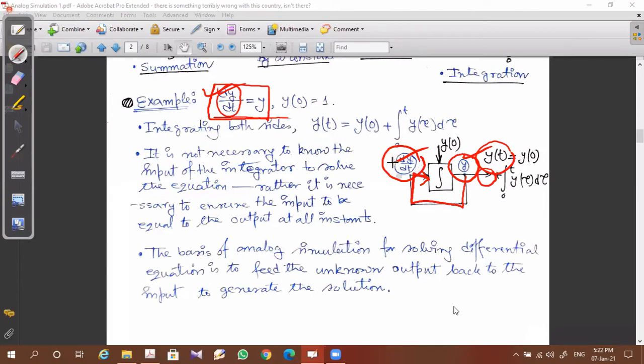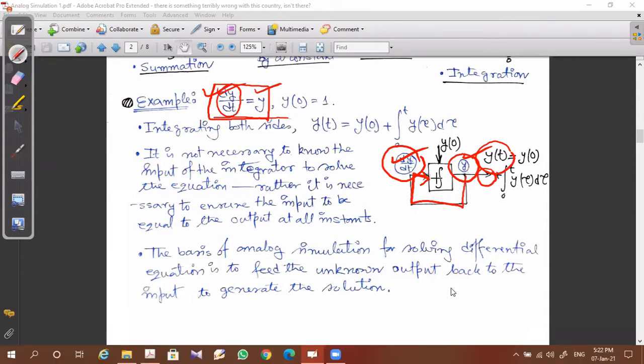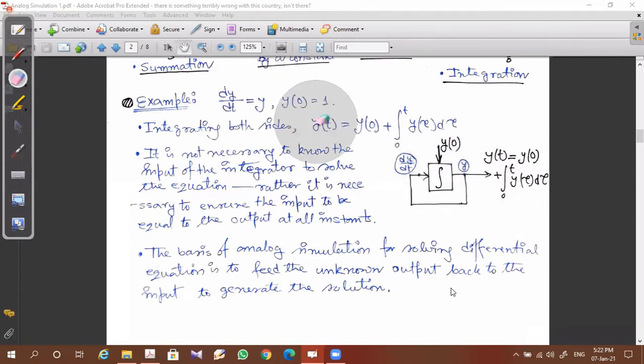See, we need to integrate dy/dt to get y, first of all. Then what should be the value of dy/dt? Given the equation, we know dy/dt is nothing but y. So you can simply feed back y from the output and put it to the input of the integrator. This will give you the actual output. And again, we have to add simply this initial condition. These provisions are there in the integrator. So this is how you can solve a simple differential equation. Since it is a first order differential equation, a single integration will suffice.